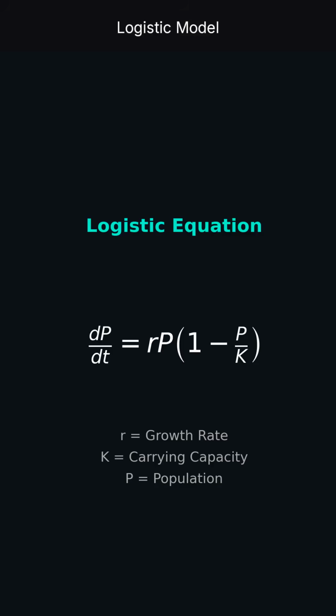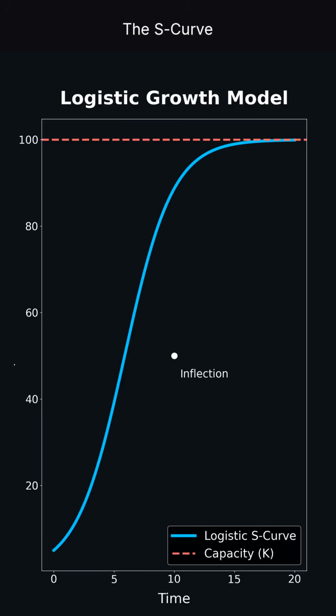To account for limited resources, we use the logistic differential equation. It starts with an exponential growth term, but multiplies it by a restraining factor. As the population approaches the carrying capacity k, this factor approaches zero, hitting the brakes on the growth rate. Solving this yields the famous logistic S-curve.